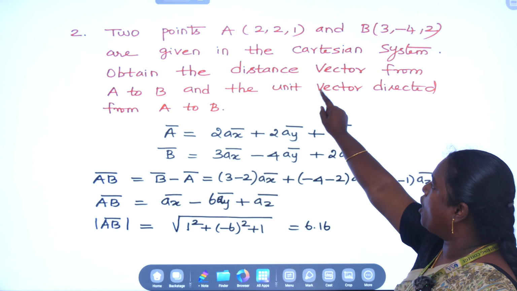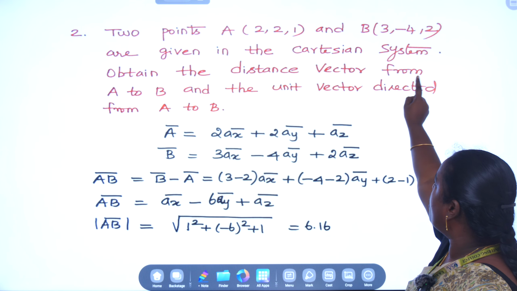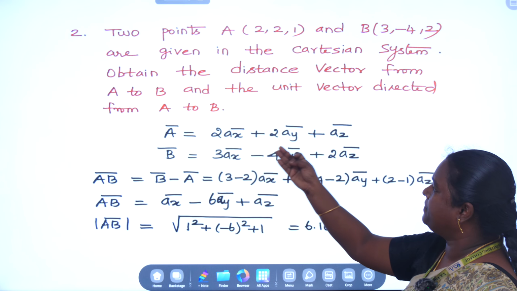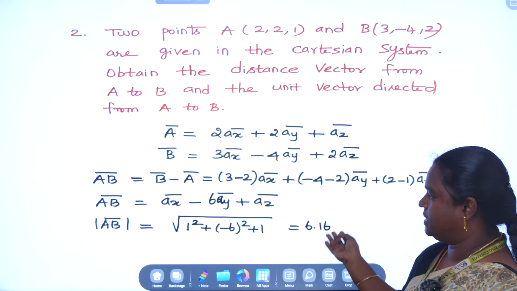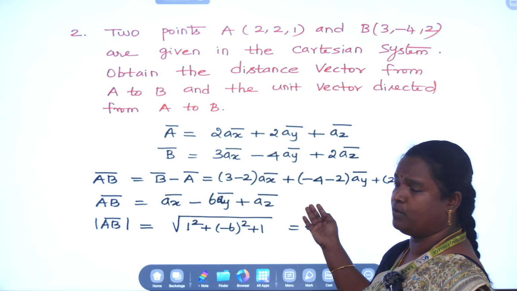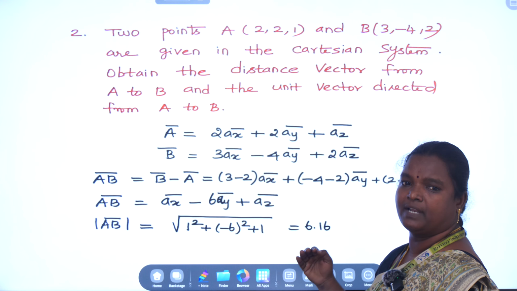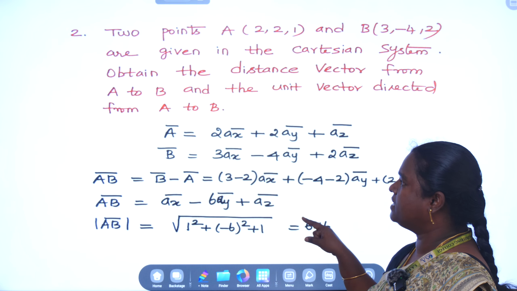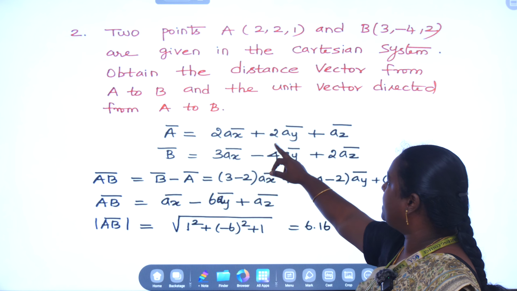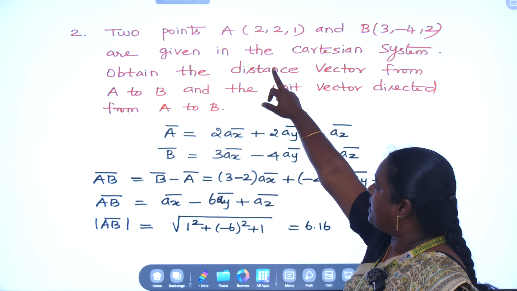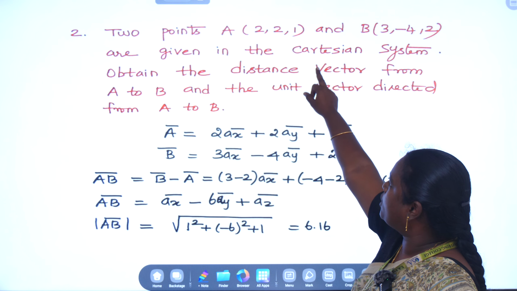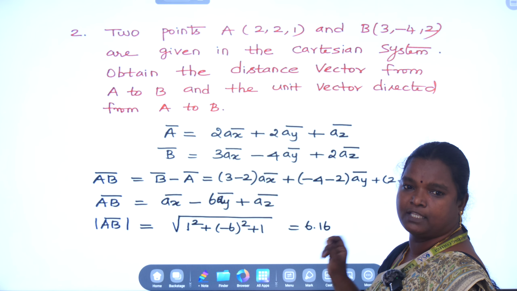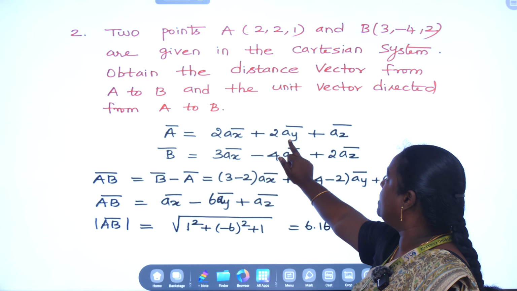Two points A of 2, 2, 1 and B of 3, minus 4, 2 are given in a Cartesian system. Obtain the distance vector from A to B and the unit vector. So the same problem, that is, we are going to find the unit vector. In the previous problem they gave the origin to the point. Here in this problem they are given two points. The starting point is A and the ending point is B. So first of all, write the given vectors from these points. The A vector, whose point is given as 2, 2, 1. Since it is given in Cartesian coordinates, we are going to consider the variables as x, y and z. So 2AX plus 2AY plus AZ.